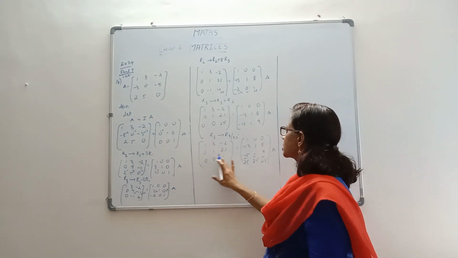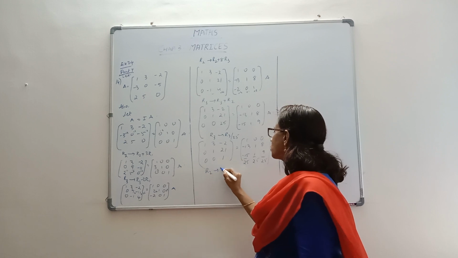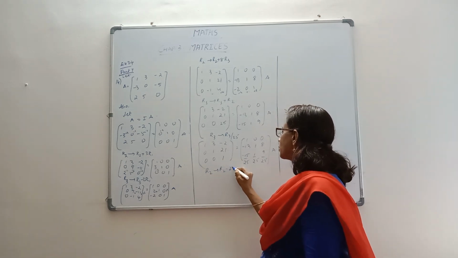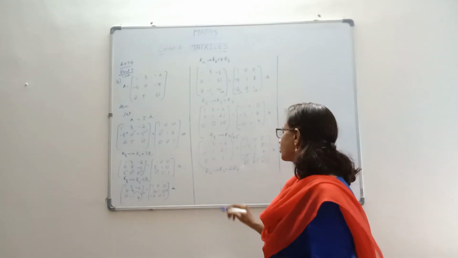Okay, so all the much is done. Next is to get this. And how will we get this? R2 should become R2 minus 21 times R3, right? Directly you will get it reduced.